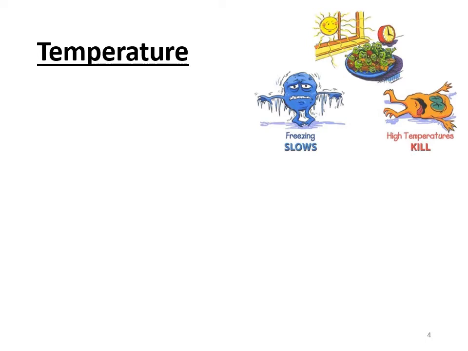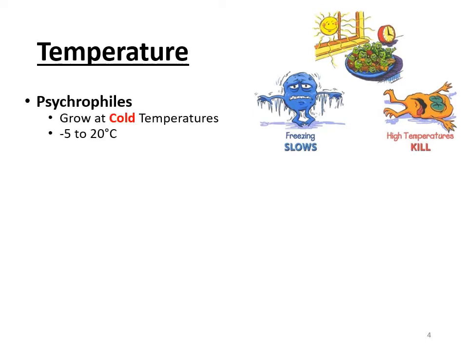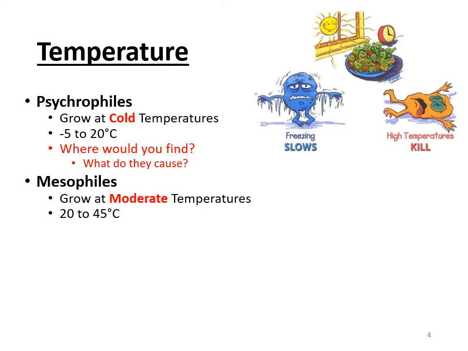Okay, so now when we talk about temperature requirements, we have three main categories. You have to remember these terms: psychrophiles, mesophiles, and thermophiles. The psychrophiles, I like to call them the psychophiles. They like really cold temperatures. You can see on the slide that I put the range from -5 to 20 degrees Celsius. Now, because they thrive in cold temperatures, you have to ask yourself, where might I find a psychrophile? Well, growing in the refrigerator, right? So it makes sense that these guys will cause food spoilage in your fridge.